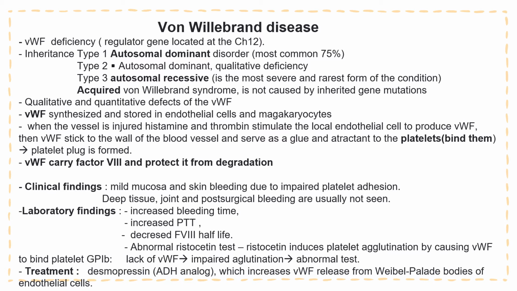Von Willebrand factor is synthesized and stored in endothelial cells and megakaryocytes. When the vessel is injured, histamine and thrombin stimulate the local endothelial cells to produce von Willebrand factor. Then von Willebrand factor sticks to the wall of the blood vessel and serves as a glue and attractant to the platelets, binding them. A platelet plug is formed. Von Willebrand factor also carries factor VIII and protects it from degradation.